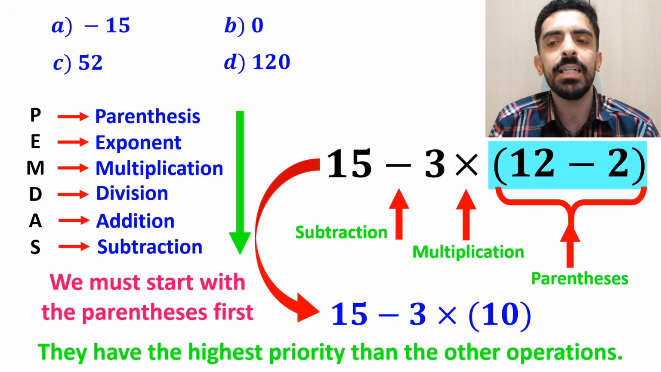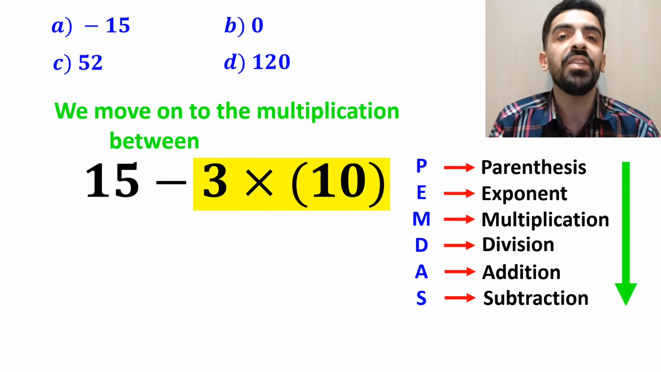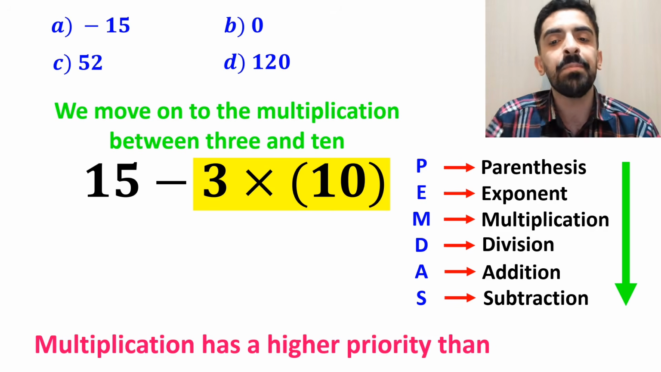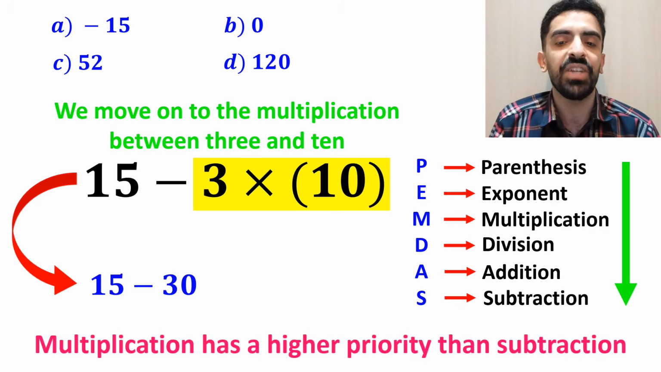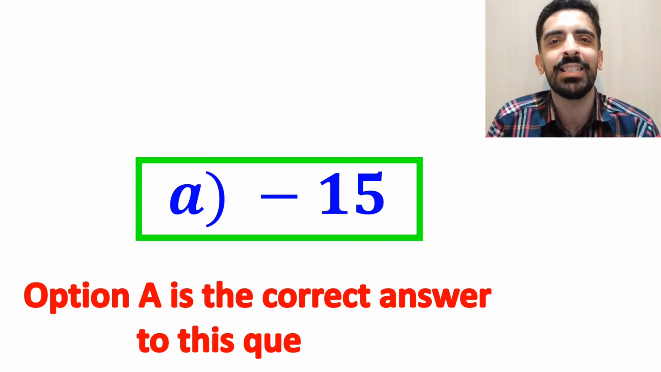So, we can rewrite this expression as 15 minus 3 multiplied by 10. And the next step, we move on to the multiplication between 3 and 10, because multiplication has a higher priority than subtraction. So, we rewrite this expression as 15 minus 30, which finally gives us the answer negative 15. Therefore, option A is the correct answer to this question.